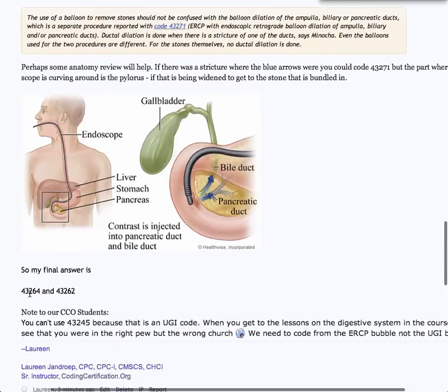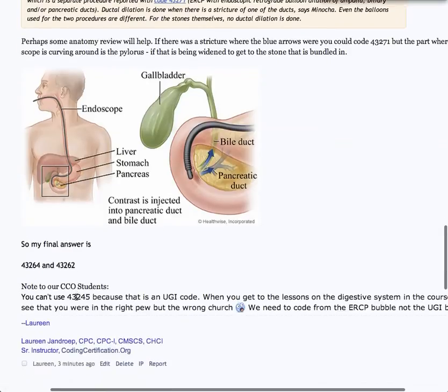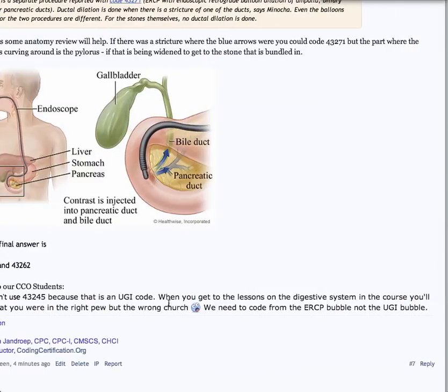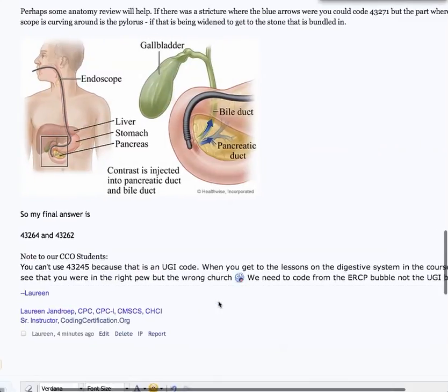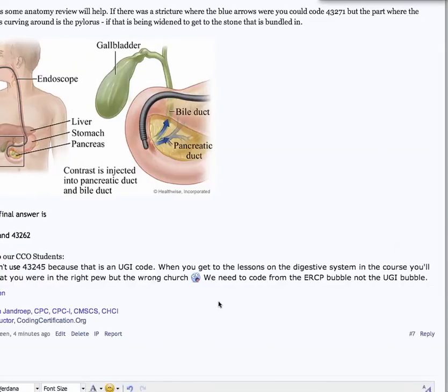So my final answer is 43264 and 43262, so the stone removal and the sphincterotomy. Just a little note to our CCO students that were trying to answer it: they were thinking that 43245 might be a consideration, but that's an upper GI code. When I teach this in our physician-based coding course, I talk about being in the right church and pew. So I'm letting them know when they get to the lessons on the digestive system in the course, you'll see that you're in the right pew but the wrong church. We need to code from the ERCP bubble, not the upper GI bubble.